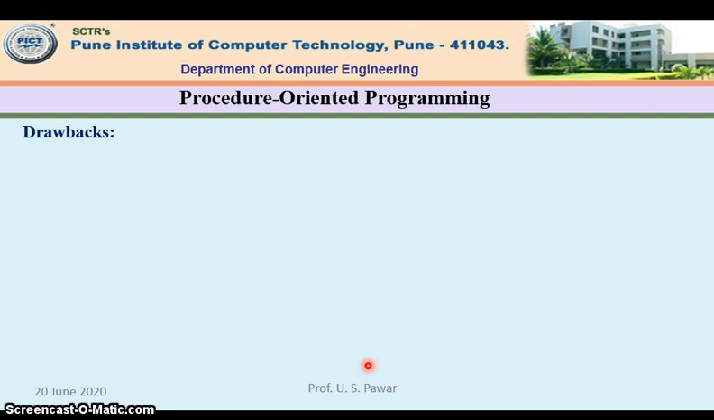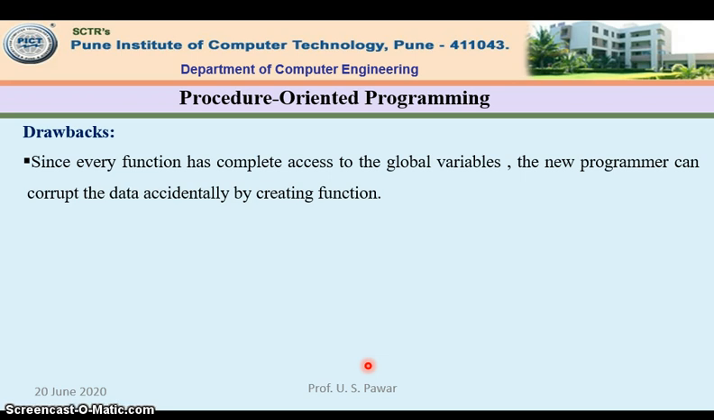Now what are the drawbacks of this? Let us see. As we said, every function can easily access the global data. The very important drawback is that data can be corrupted by anyone, either accidentally or purposefully, by creating a function which can easily access that global data.